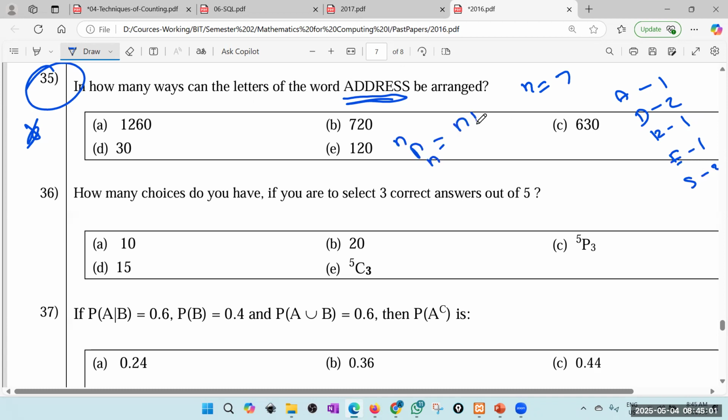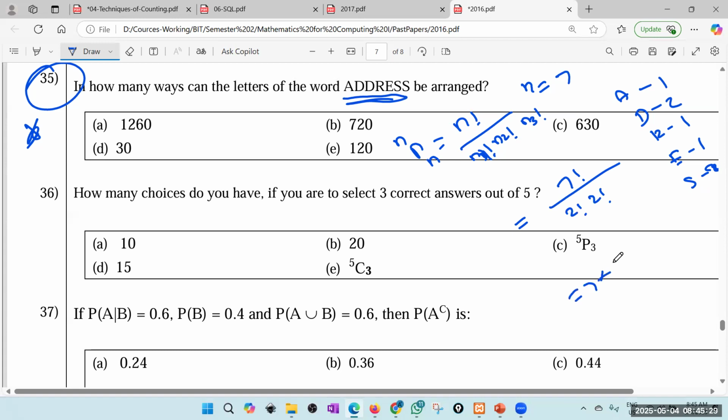So therefore, it is factorial n divided by factorial n1, factorial n2, factorial n3, and so on. So factorial n is factorial 7, because we have 7 letters, divided by, of course, factorial 1 is 1. Therefore, I don't write those. And here, we have 2 twice, S twice, D twice. So that is factorial 2, factorial 2.